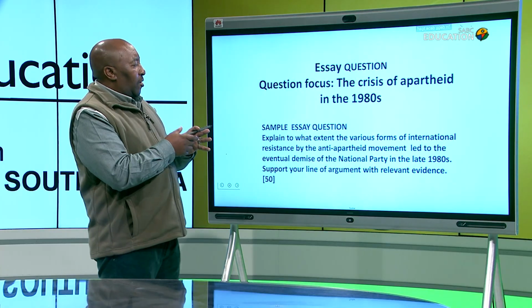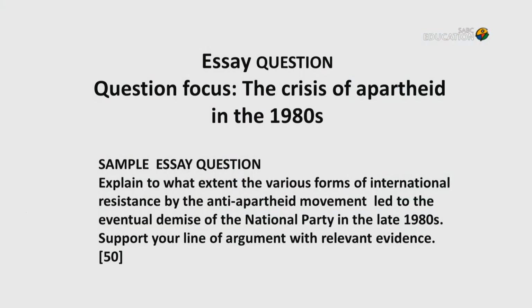Here is an essay question on the crisis of apartheid in the 1980s. The question says, explain to what extent the various forms of international resistance by the anti-apartheid movement led to the eventual demise of the National Party in the 1980s. You support your line of argument with relevant evidence.